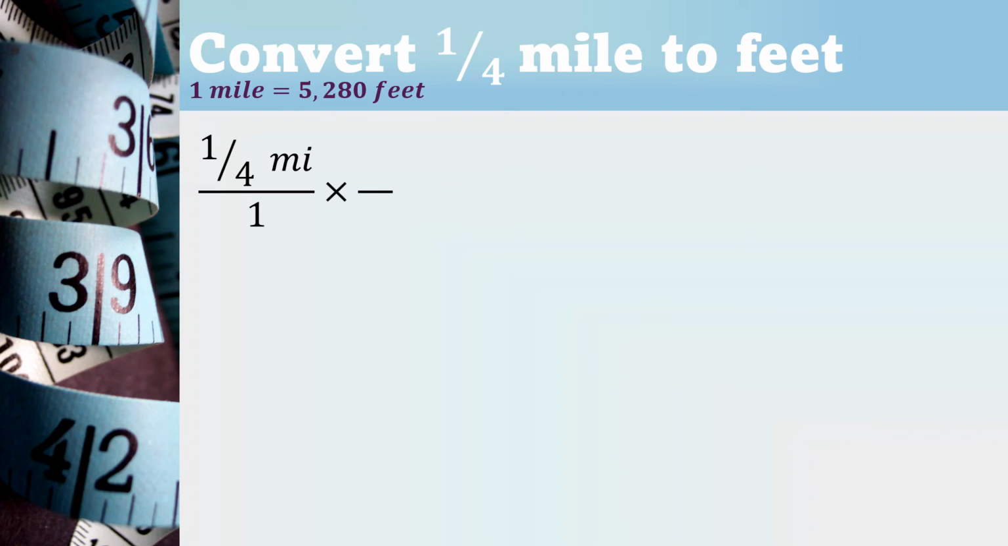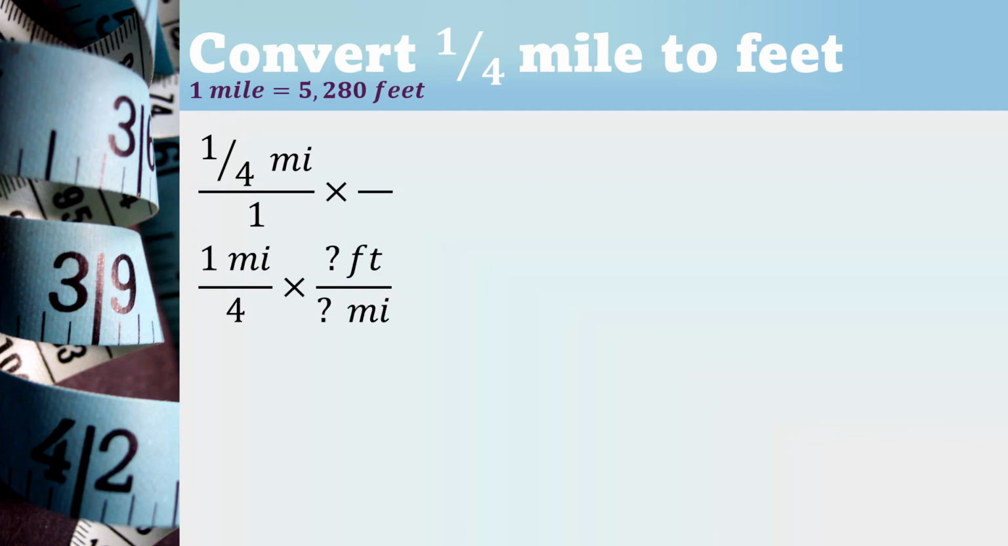Let's convert a quarter mile into feet. In other words, let's find out how many feet are in a quarter mile. So 1 mile is equal to 5,280 feet. That's the fact we're going to need to know. We're going to take that quarter mile and we're going to set up the fraction we need. That lets us keep the value but change the units. We're also going to take that quarter and move it down to the denominator. So it's going to be 1 mile over 4.